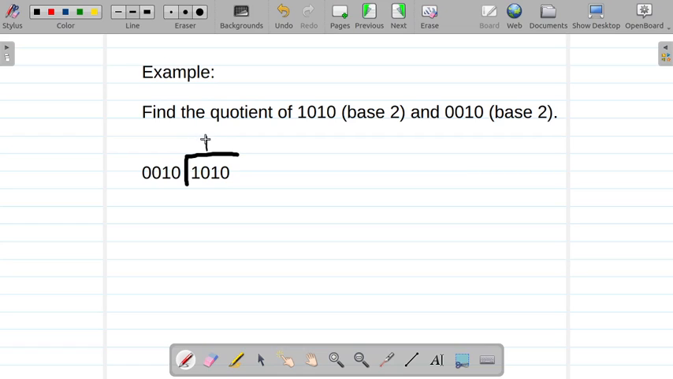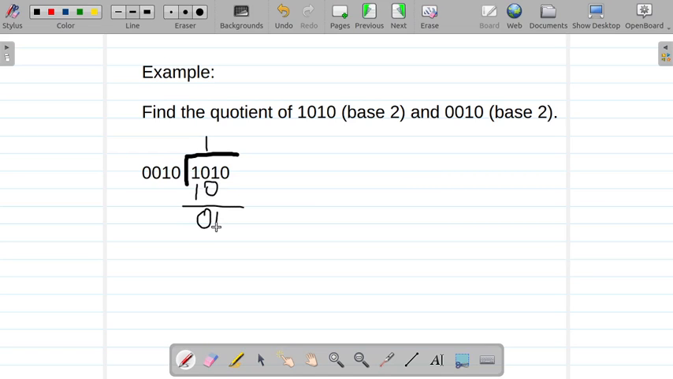Then 1 multiplied by 0010, sorry, 1 multiplied by 0010 is equals to, pwede na siya 10. So, 10 minus 10 is just equals to 0.